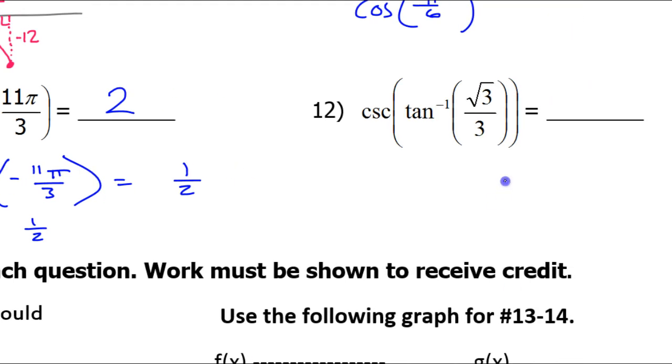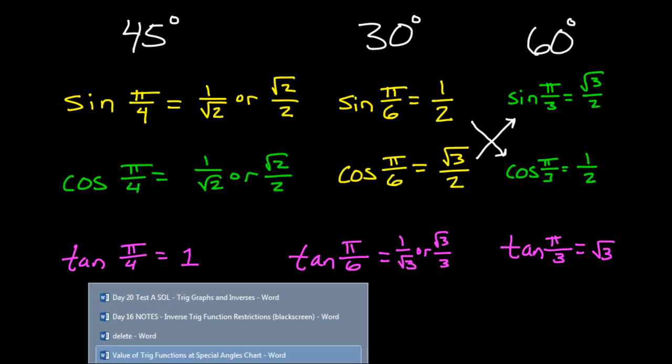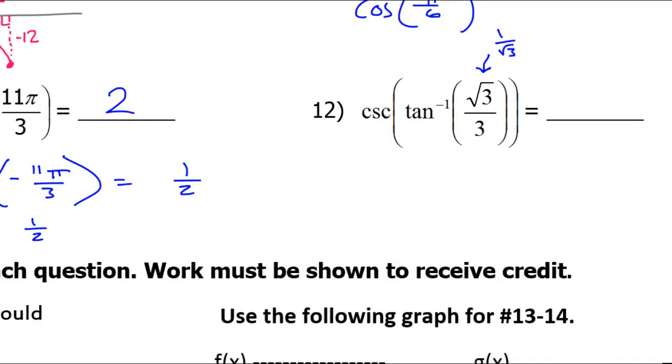Okay, and then finally, number 12. I'm just going to work this from the inside out. Remember that radical 3 over 3 is the same thing as 1 over radical 3 if you memorized it that way. But this is one of the values off our chart. So the inverse tangent is the angle whose tangent is 1 over radical 3. And we've memorized that that is pi over 6. The tangent of pi over 6 is 1 over radical 3. So far I know that the inner part is pi over 6. That's the angle.